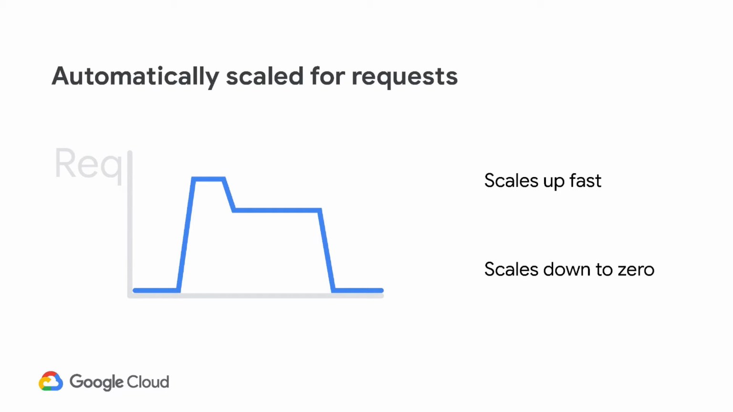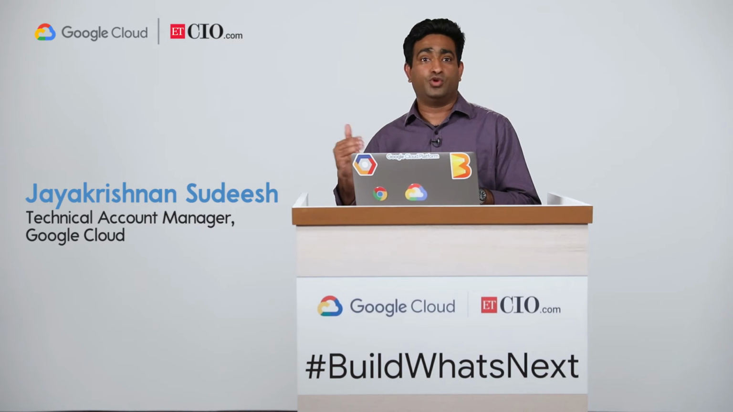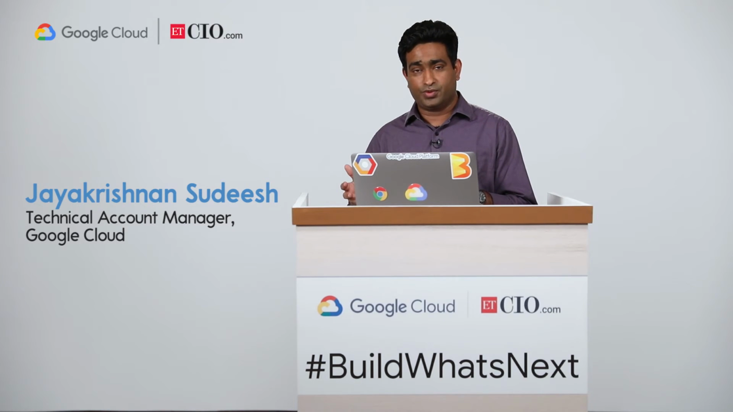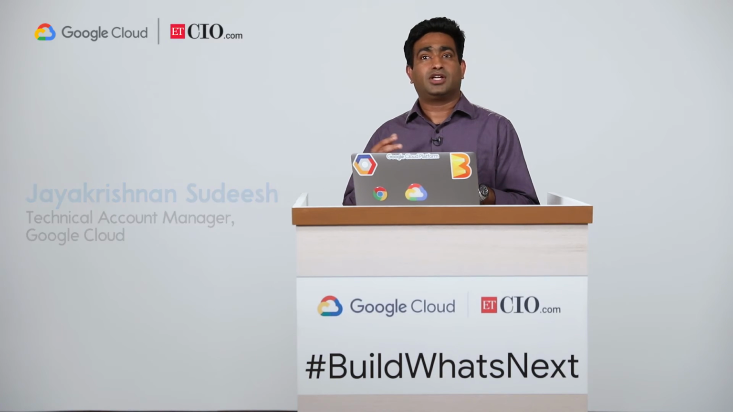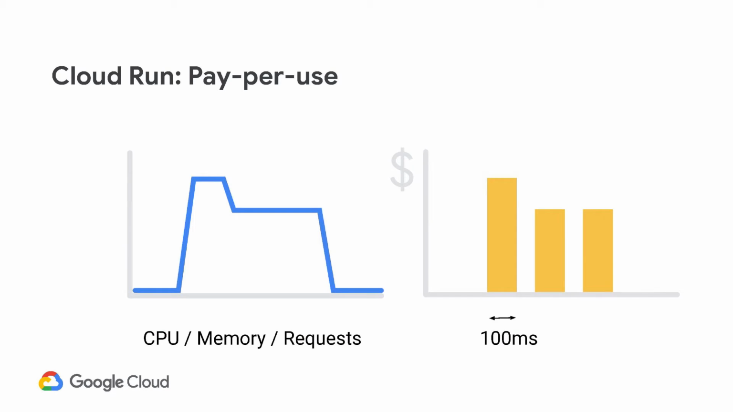And when I say 0, the scale of the application goes down to 0 when there is no request. We do not have any instance running, which means that you only pay when you use, and what you pay for is the compute you use, which is CPU, memory, and the requests, and we go up to the granularity of 100 milliseconds.